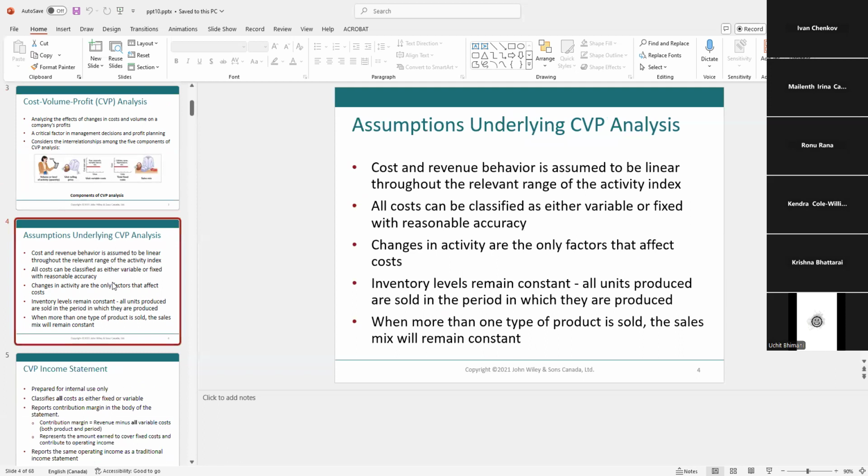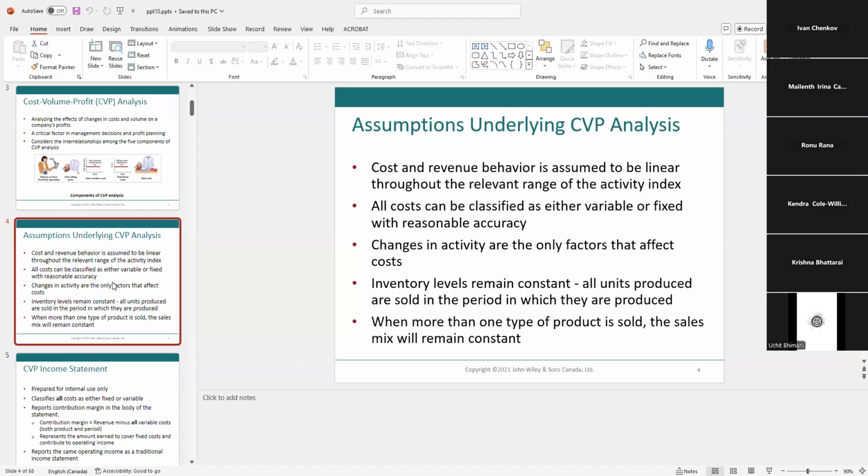Before we go further on the analysis, we have to make some assumptions. First assumption is cost and revenue behave in a normal way, meaning linear through the relevant range of the activity. Means variable cost per unit stays the same. Fixed cost in total stays the same. And revenue is driven not by the sales price, but the number of units. So the sales price stays the same.